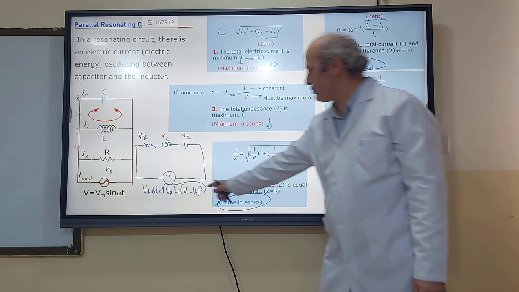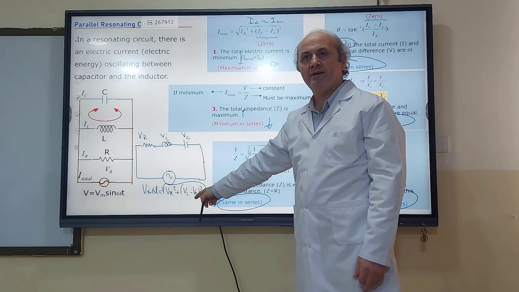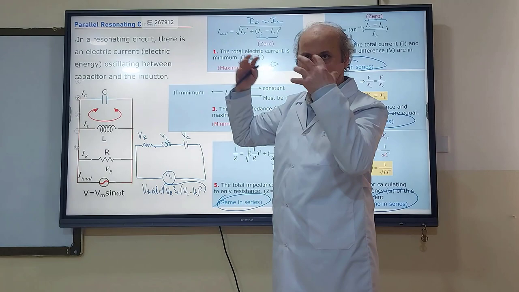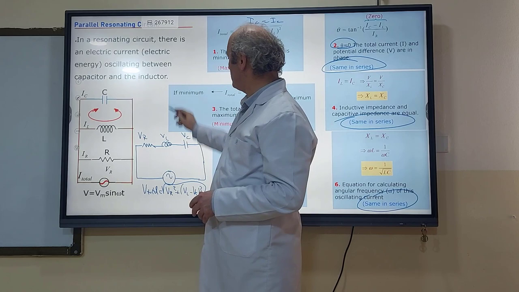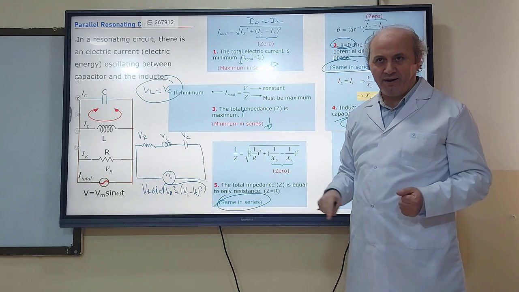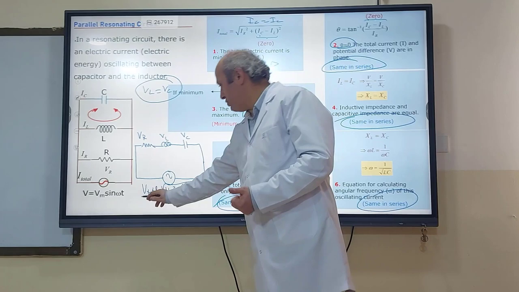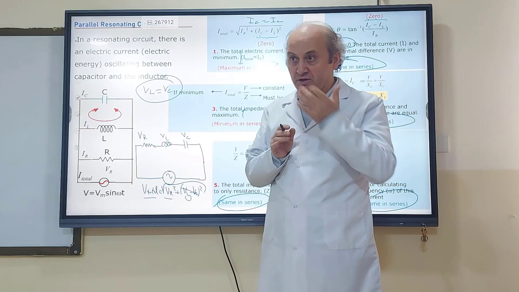In parallel, resonance starts by what? We said that XL must be equal to XC, but in series, VL must be equal to VC. So this first part is changing, they have different bases. In series, VL and VC must be equal to each other. If VL and VC are equal to each other, in this case total potential difference is going to be VR. In parallel, total electric current is IR. But in series, total potential difference is VR. This term is zero, so total potential difference is VR. Then all the potential difference drops on the resistor, not on VL and VC.